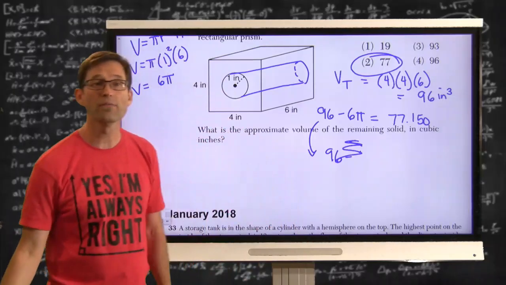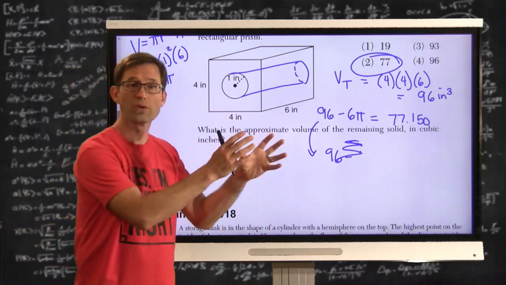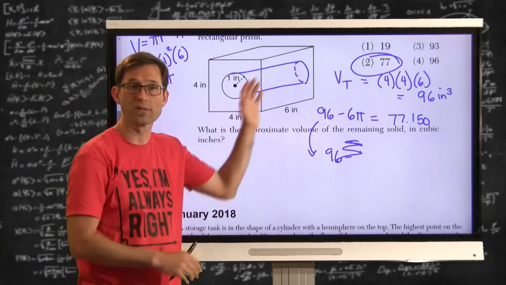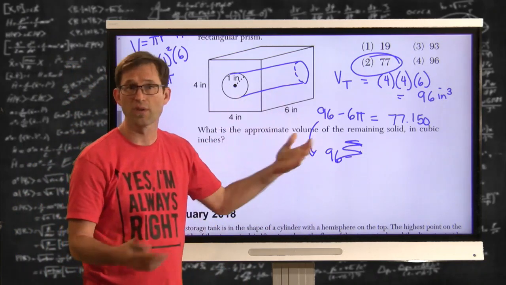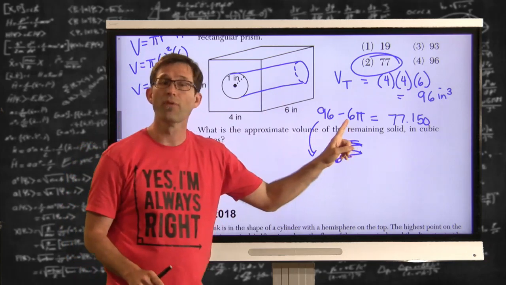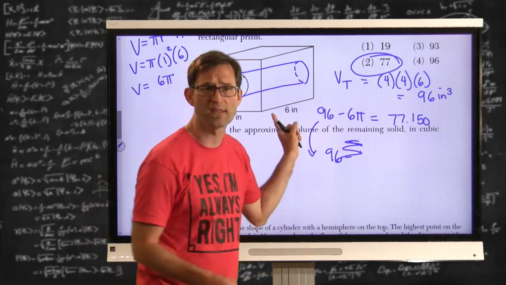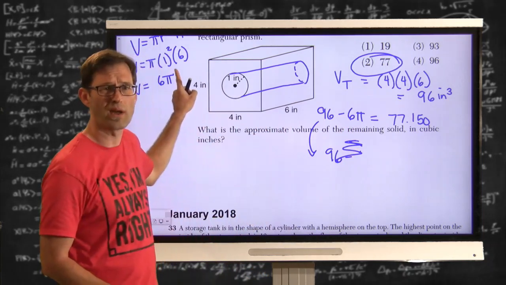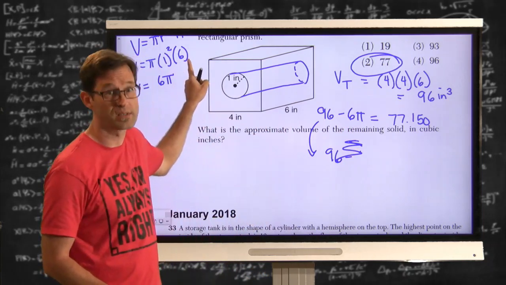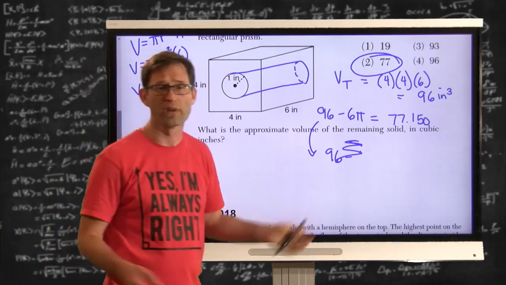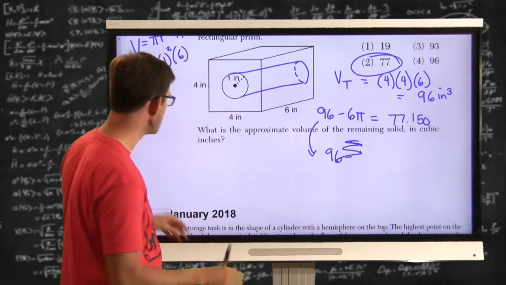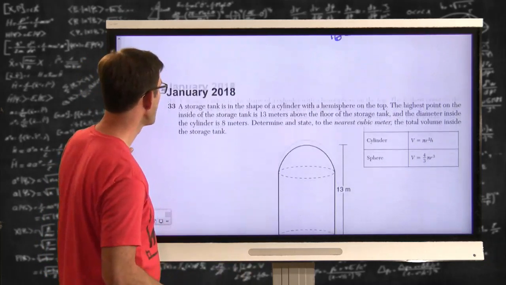It's a subtractive volume problem. I have some large volume to begin with, very easy because it's just the volume of a box, length times width times height. Then I have to subtract off the volume of the cylinder. This is where it gets tricky because you've got a squared radius. In this case, squaring 1 is just 1 times 1, which is 1, times 6, 6 times pi, which is roughly 3, so you get 18. Anyway, whatever, let's move on.